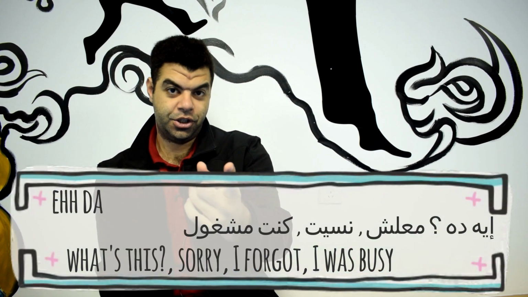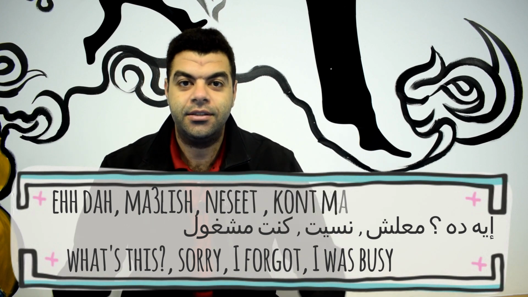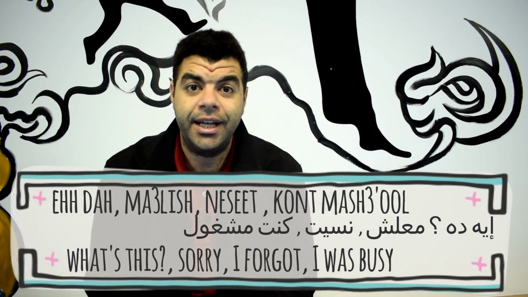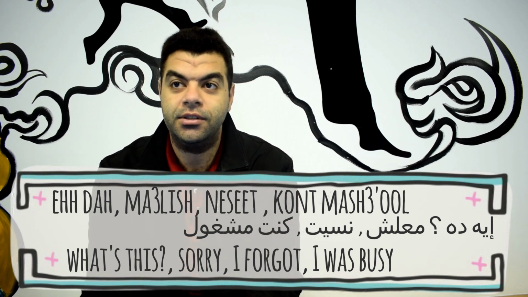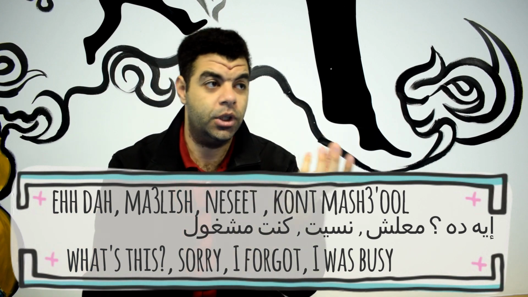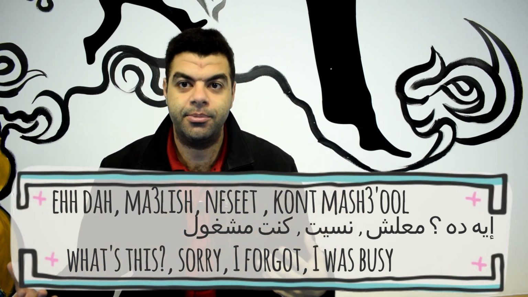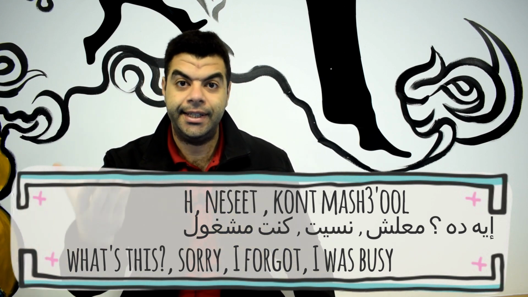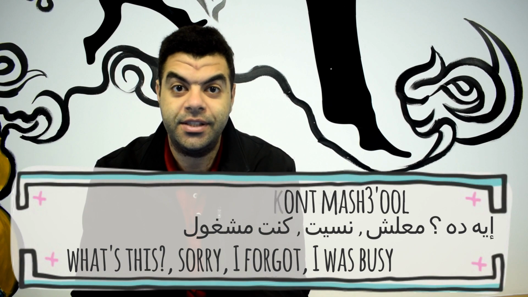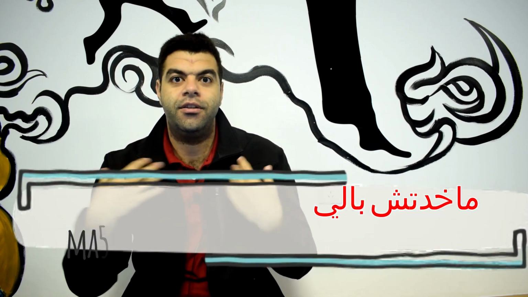The answer for this question, we can say إيه ده معلش نسيت كنت مشغول. إيه ده معلش نسيت ما خدتش بالي كنت مشغول. إيه ده is a very common word that we say. إيه ده, which means what this. So, what's this? When you're surprised by something, you see something and you don't know what it is, you can say إيه ده. And it's very, very common. إيه ده معلش, which is sorry, there.